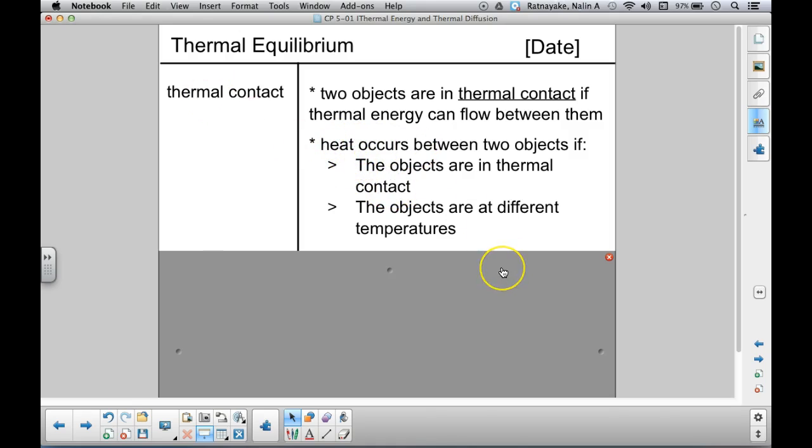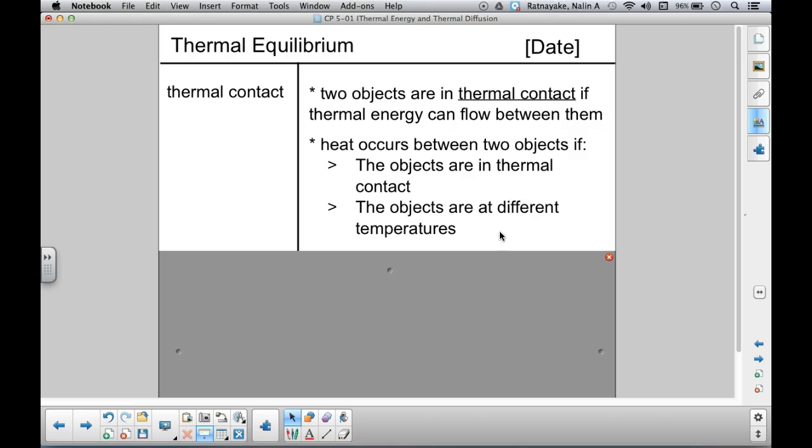Heat is going to occur between two objects if, and only if, one, the objects are in thermal contact. It has to be possible for heat flow to occur between those objects. If they're completely separated or separated by an insulator, or there's something else that is blocking thermal energy from flowing, well, then heat flow is not going to happen. The second condition is that the objects have to be at different temperatures.